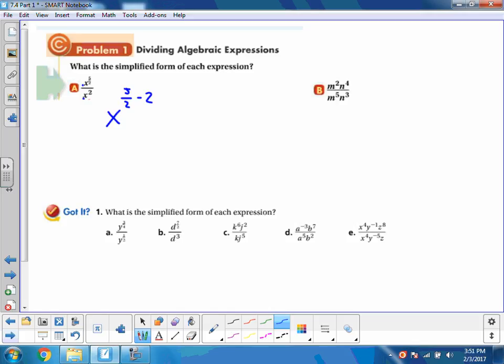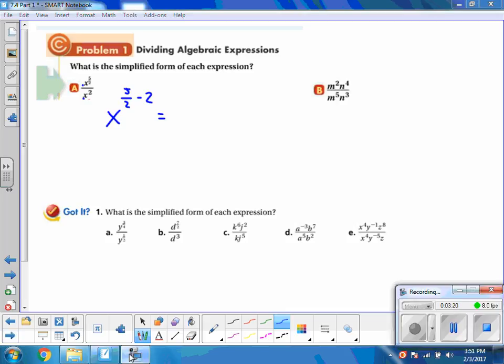Now, let's see. 5/2 I can look at as 2.5. So really I end up with, wait a minute, x to the half power. All right, and we can just leave it like that. That is simplified, leaving a fractional exponent.